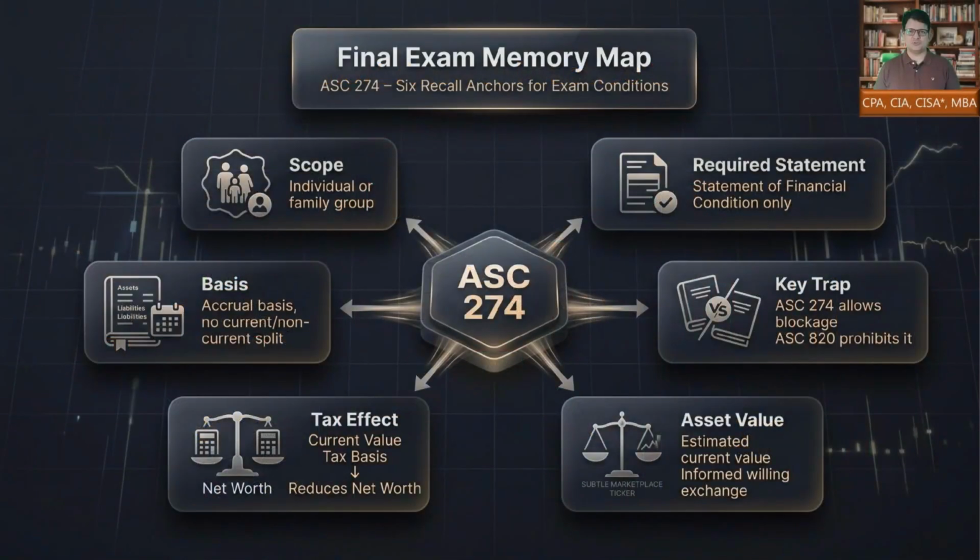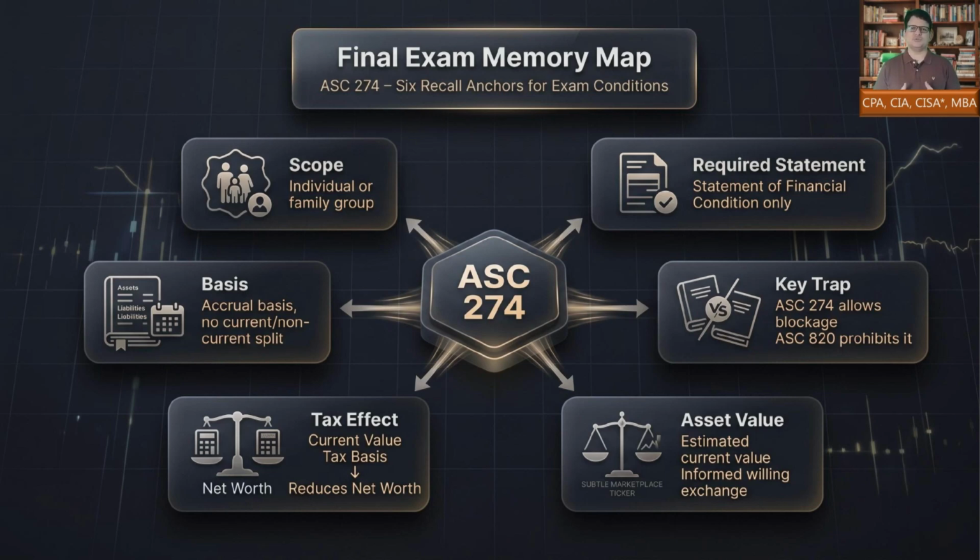To close ASC 274, remember these 6 anchors under exam pressure. Scope: individual or related family group, not business entities. Required statement: statement of financial condition. Basis: accrual, with assets by liquidity and liabilities by maturity. Value: estimated current value based on informed exchange. Tax: current value or amount versus tax basis reduces net worth. PRAP: ASC 274 may allow blockage in certain contexts, while ASC 820 prohibits it.